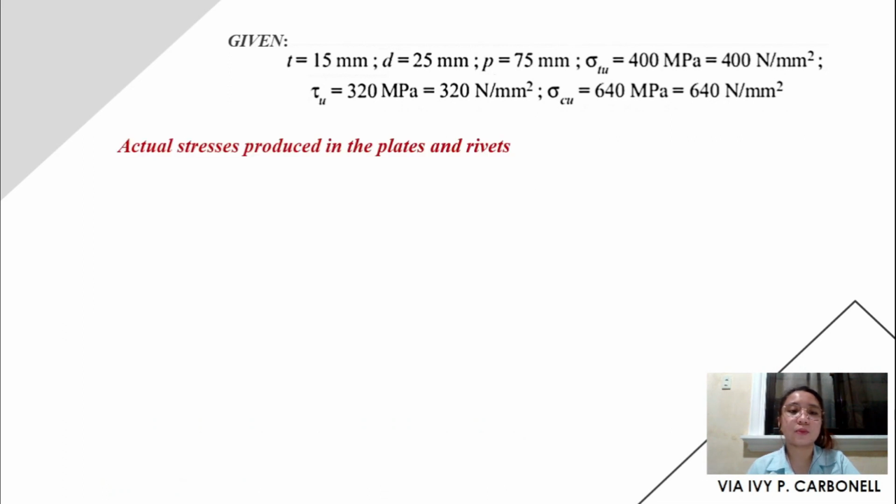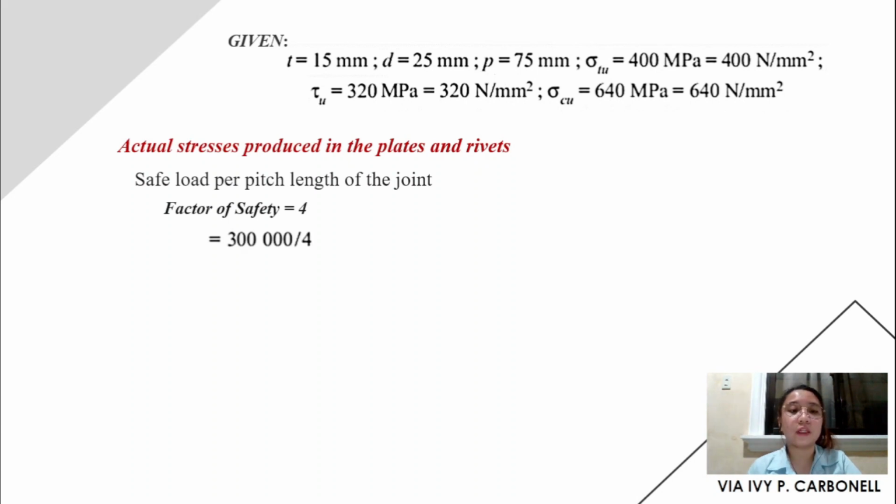So the actual stress produced in the plates and the rivets. Before we proceed with the actual stresses, let's identify first the safe load per pitch length of the joint. So as said in the problem, it has a factor of safety which is equivalent to 4, and to know the safe load, let's divide the minimum force that will rupture the joint over the factor of safety, which is equivalent to 4, and it is equivalent to 75,000 Newton. So let's proceed with the computing of actual stresses.